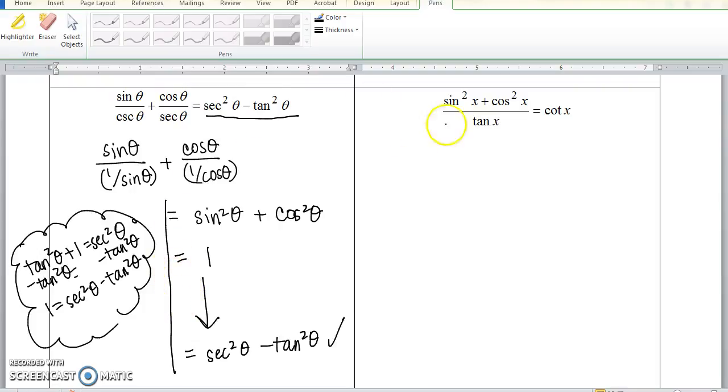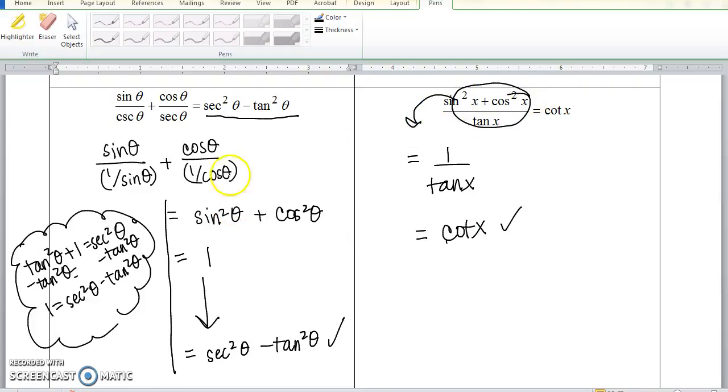Okay, next problem. Sine squared plus cosine squared over tangent equals cotangent. So hopefully, again, bells are going off in your head. Sine squared plus cosine squared is 1. So this is just 1 over tangent x. And 1 over tangent x is equal to cotangent x. And we're done. So that was a really easy one. And I'm sorry, I've been a little lazy. You should probably rewrite this left side first. I've been a bad math teacher.